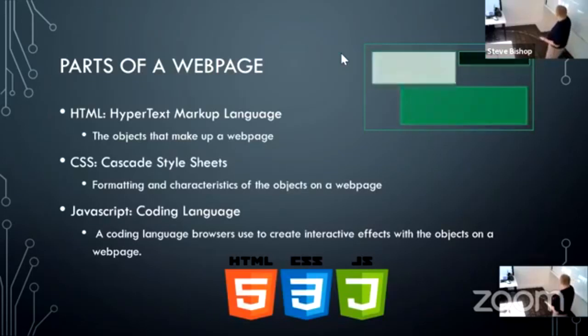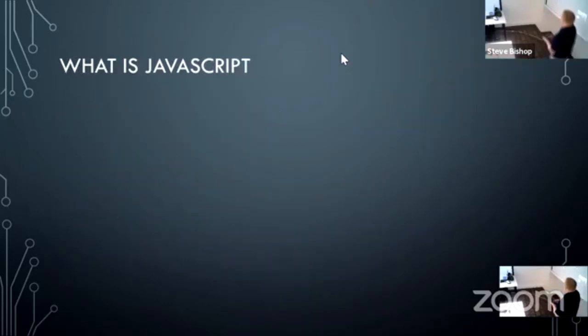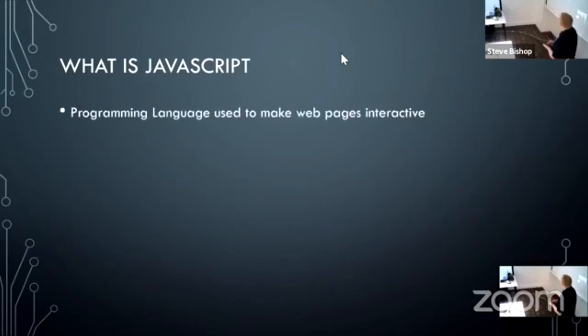Together, these three things, HTML, CSS, and JavaScript, really comprise front-end development, okay? That's what your users use to look at your page. So what is JavaScript? JavaScript is a programming language used to make web pages interactive. We just talked about that, right?